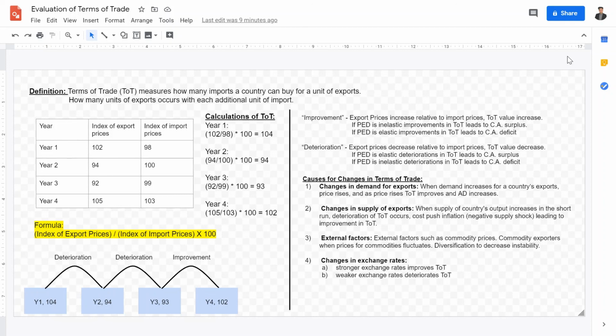So here is the evaluation of the terms of trade, given conditions for rises and decreases of the terms of trade, as well as improvements and deteriorations of the terms of trade, given the price elasticity of demand, as well as previously we have talked about calculations.